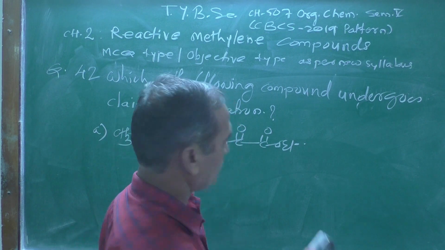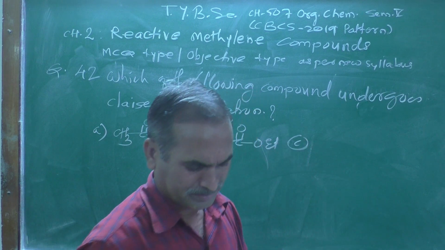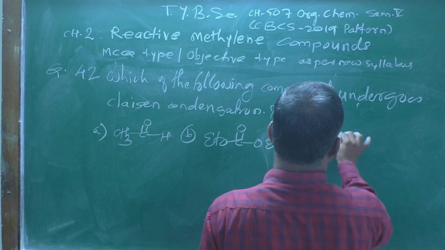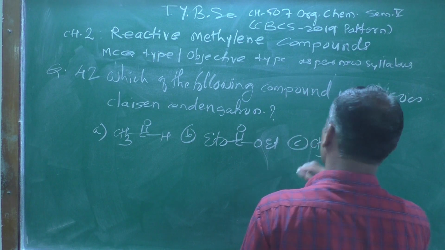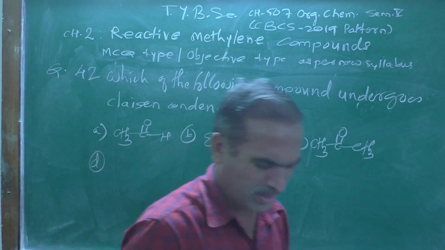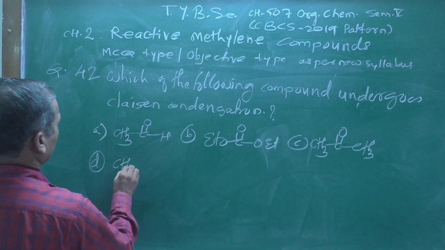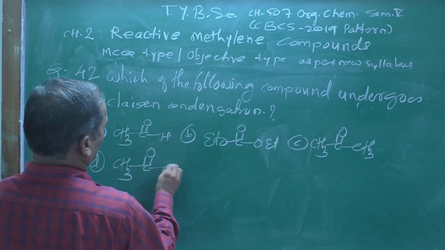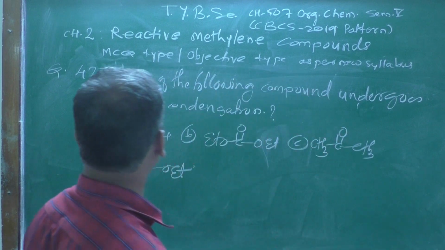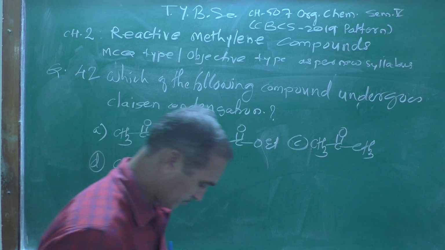I think this is not the structure, only one OET. And C would be this one, CH3 C double bond O CH3. A, B, C, and D would be CH3 C double bond OET. These are the structures. Which of the following compounds undergoes Claisen condensation?